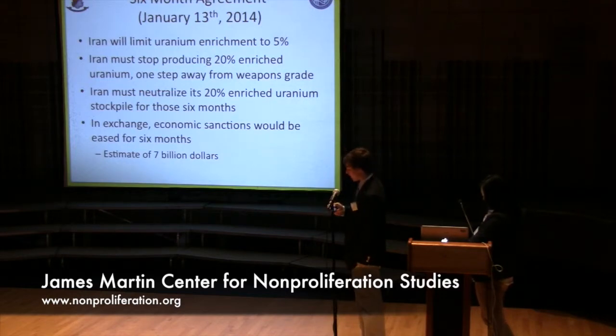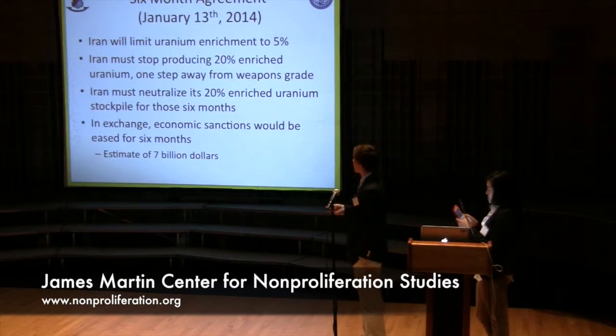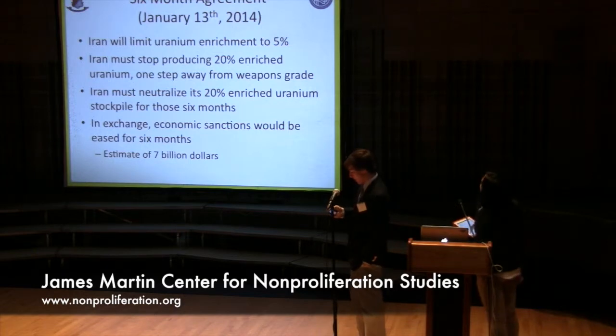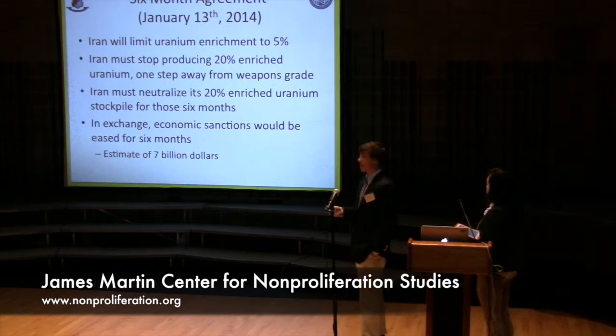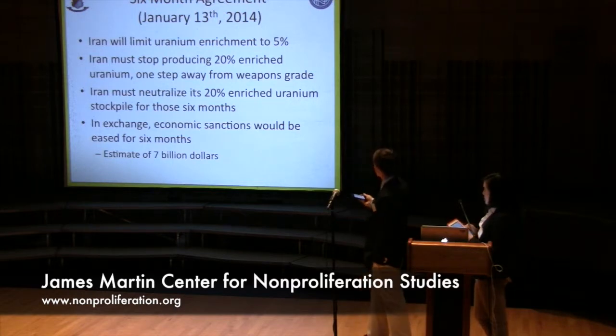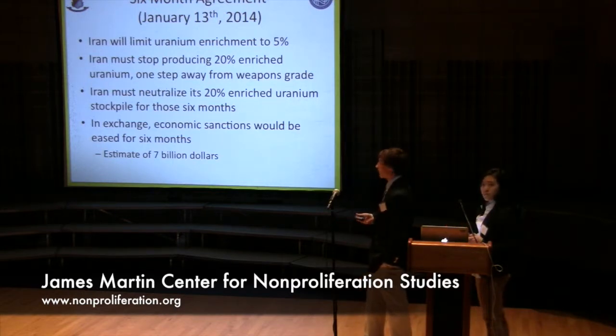requires Iran to limit its enrichment of uranium to 5%, which is enough for nuclear reactors, but not enough for weapons-grade uranium. It's also prohibited from producing 20% enriched uranium, which is one step away from weapons grade. Iran also must neutralize its 20% enrichment stockpile for these 6 months while the agreement is enacted. And economic sanctions will be eased for 6 months on Iran, and that's believed to produce an estimated $7 billion over the period.